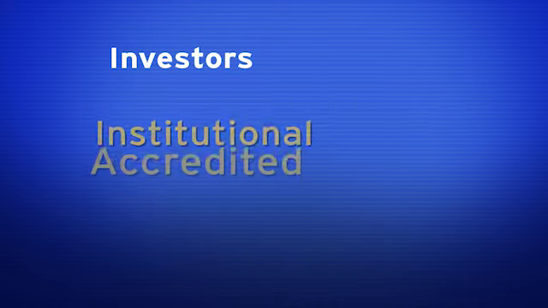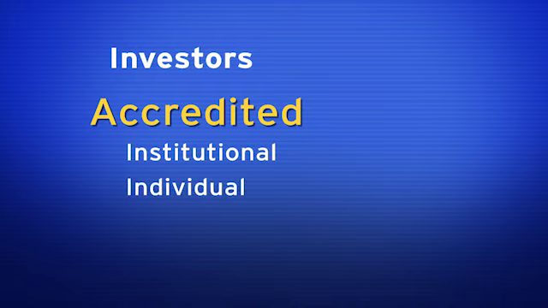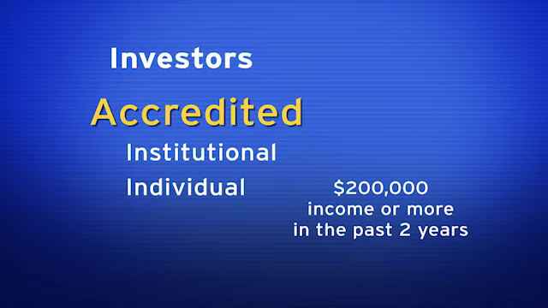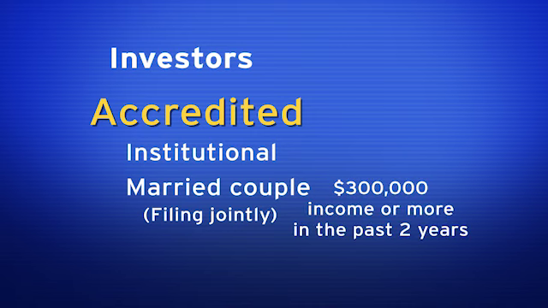Now let's define an accredited investor. Now, who is an accredited investor? Accredited investors would include institutional investors, which we just defined. An accredited investor would also be an individual investor, someone filing a tax return as an individual, if their income for each of the past 2 years was $200,000 or more, and they expect the same income this year. If it's a married couple filing a joint tax return, then the income would jump to $300,000 or more each of the past 2 years, and we expect the same this year. Those would be accredited investors.